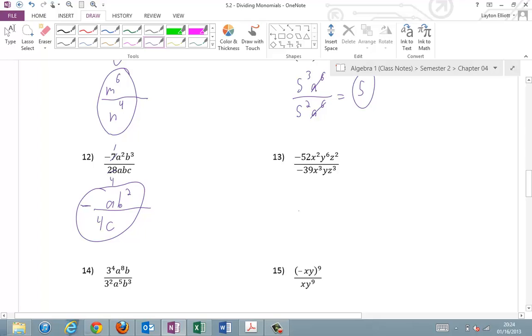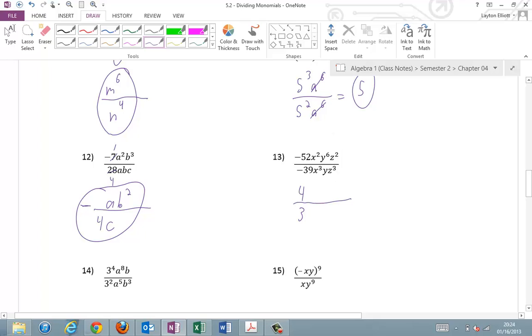Number 13, we got two negatives. Funny thing about two negatives being a positive. So those are gone. 52 and 39, let's think about what they have in common. This is a little bit tricky, but they both divide by 13. 52 is 13 times 4, and 39 is 13 times 3. So we get 4 and 3.